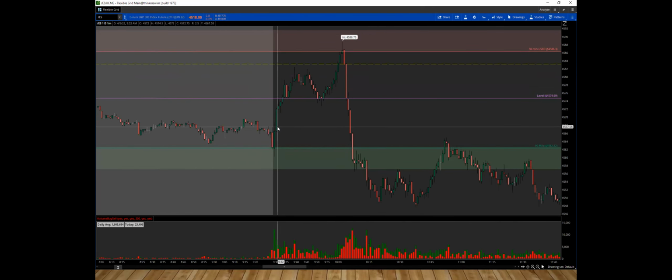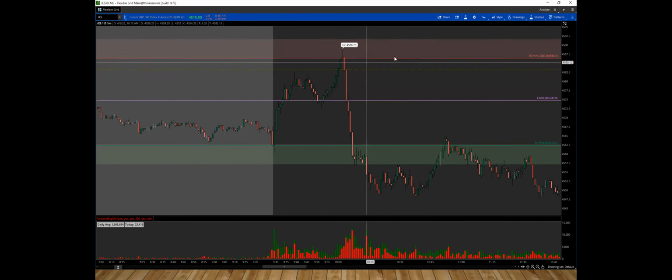So how I would have played it here, obviously you can scalp this. You can definitely scalp this, but I'd rather wait for the better setup, which is the test of that supply zone.